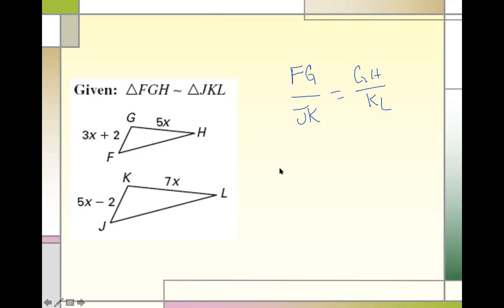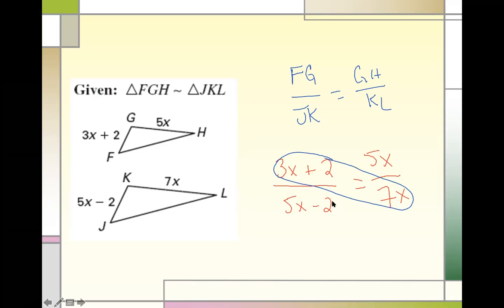So the measurement of FG is 3x plus 2. The measurement of JK is 5x minus 2. The measurement of GH is 5x. And the measurement of KL is 7x. So again, I do the same thing that I would before in a regular proportion, even though this one is a much more complicated situation. I'm just going to cross multiply. So I need to multiply this 7x to both of these terms.